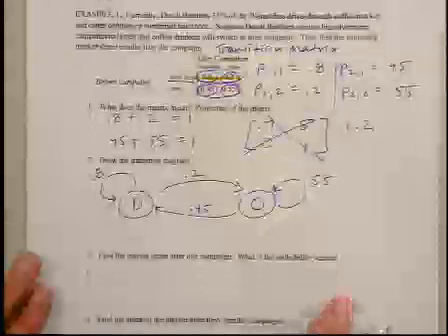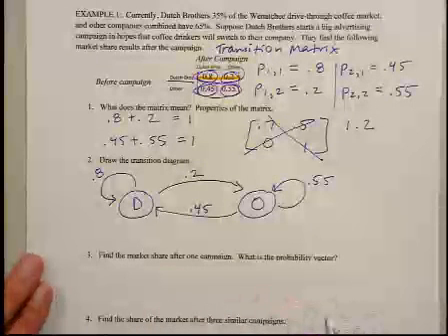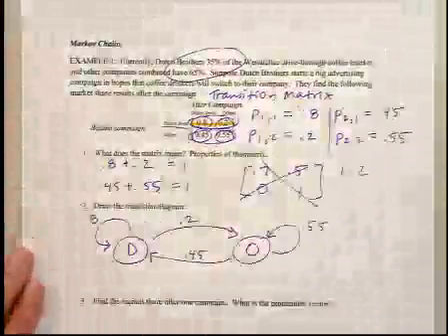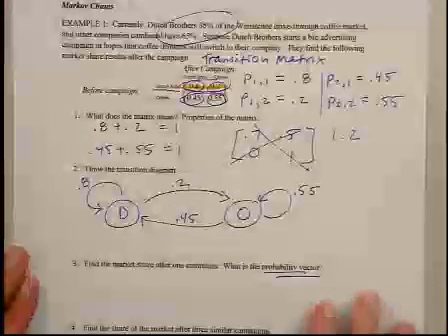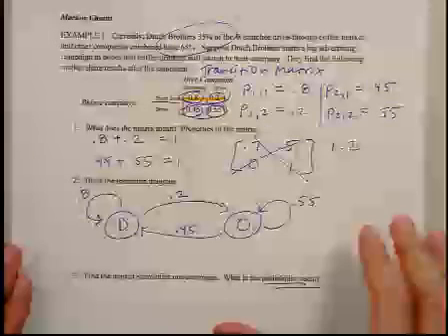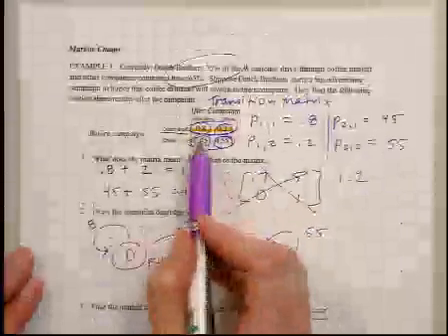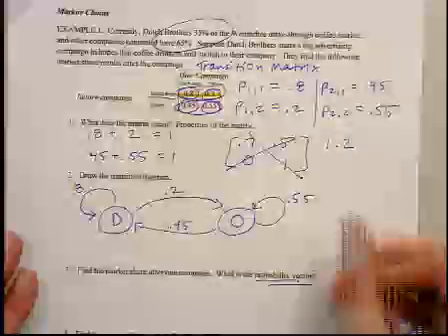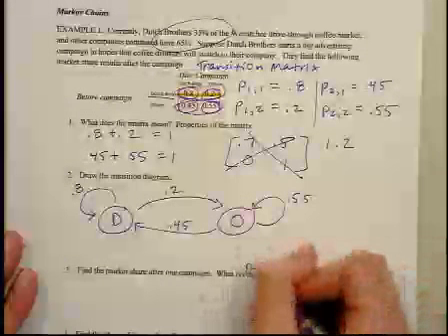We want to find the market share after one campaign. We've got a market share right now that we were given. That's the 35% and the 65%. That was the current market share, and we can express that as a probability vector. When we put our probability vector together, we want to express that in the same order that we did in the matrix. Dutch Brothers comes first, other comes second. This is a vector. Really, it's a row matrix.